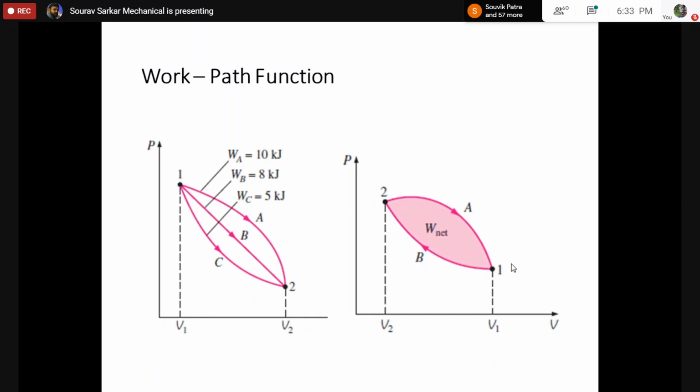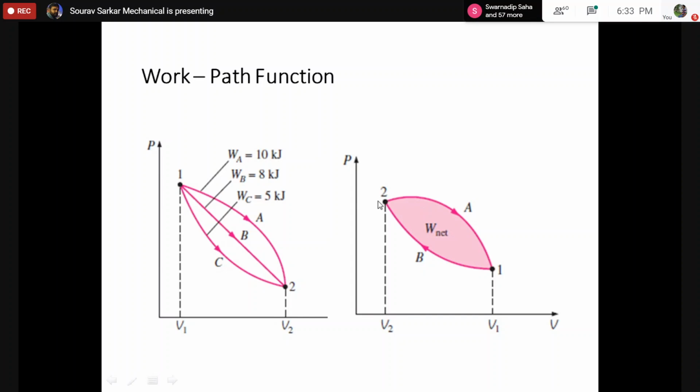That is reduced by this work. This much amount of work will be done by the system on the surroundings. So how are you sure that this work is done by the system? Because this work is a positive work. Why is this work positive work?